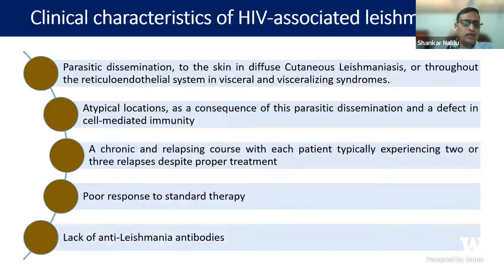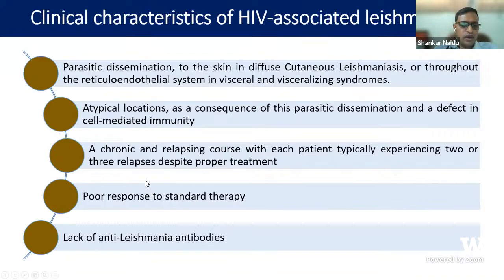So this again highlights what I've already told you. Parasitic dissemination can happen; especially if it is disseminating into the skin, it can develop into diffuse cutaneous leishmaniasis, or if it goes through the reticuloendothelial system, it can result in various manifestations of visceral leishmaniasis. And the presence of amastigotes in atypical locations can result in various atypical manifestations which are not commonly seen in non-HIV patients. This is mainly because of the impaired cell-mediated immunity seen in patients with HIV.